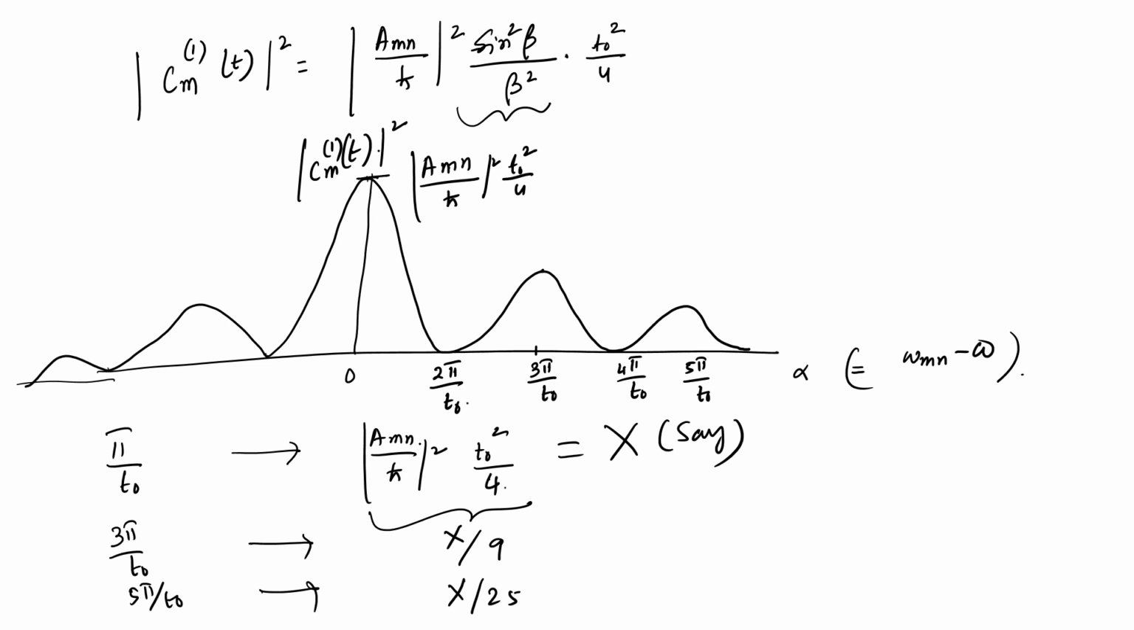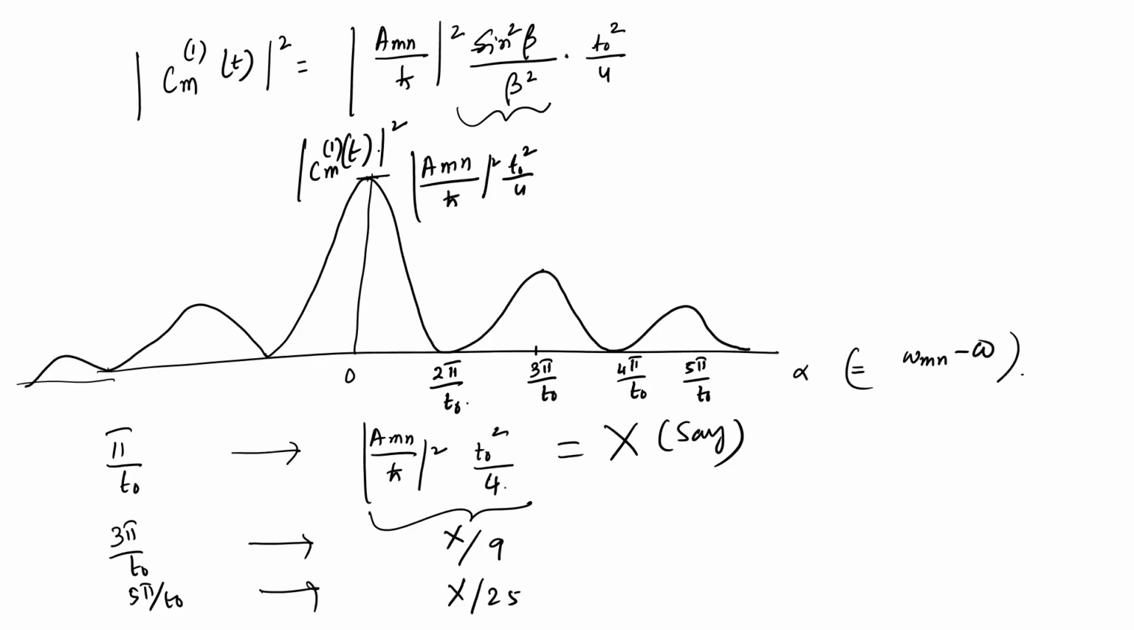Okay. So, physically it means that if your perturbation term has a frequency that matches exactly with the level spacing, the energy difference between the two levels, then there is a large emission probability for alpha equal to 0, which corresponds to omega mn equal to omega. As you go away on either side, that is, you make omega larger or smaller, you see that the intensity of this emission spectrum, or the probability of emission, goes down very quickly. At 2 pi by T 0, it just has a 0.